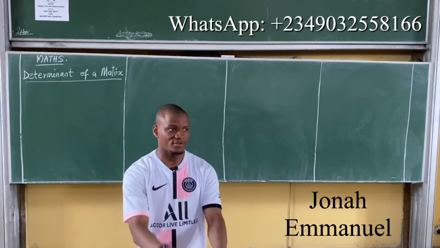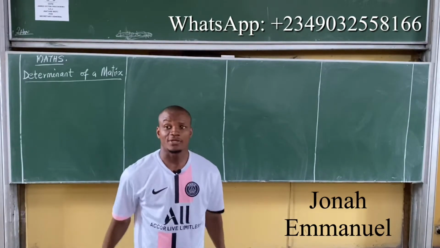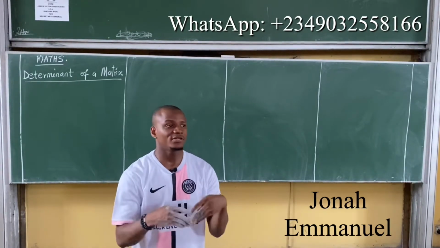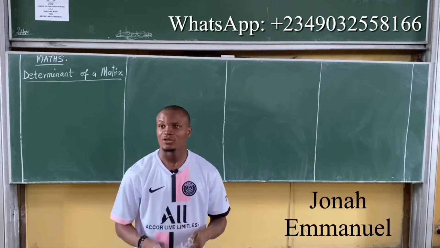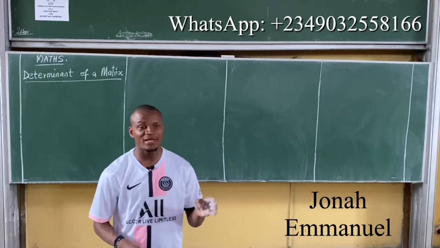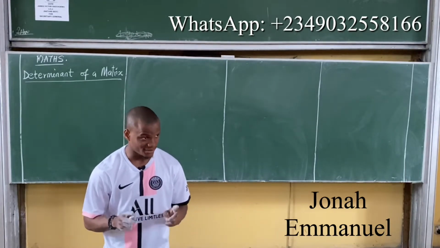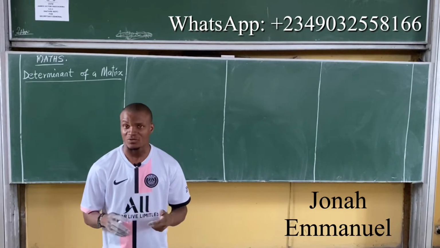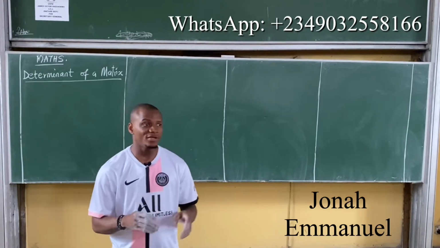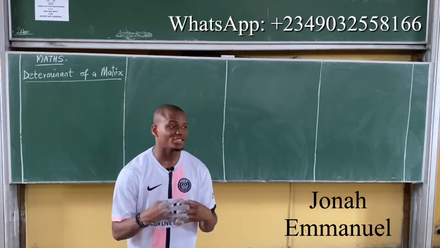Determinant of the matrix. Now, what you know is this. When it comes to finding the determinant of matrices, usually you can only find the determinant of a square matrix. Listen, you can only find the determinant of a square matrix. What is a square matrix? It's simply a matrix where all the dimensions are the same.